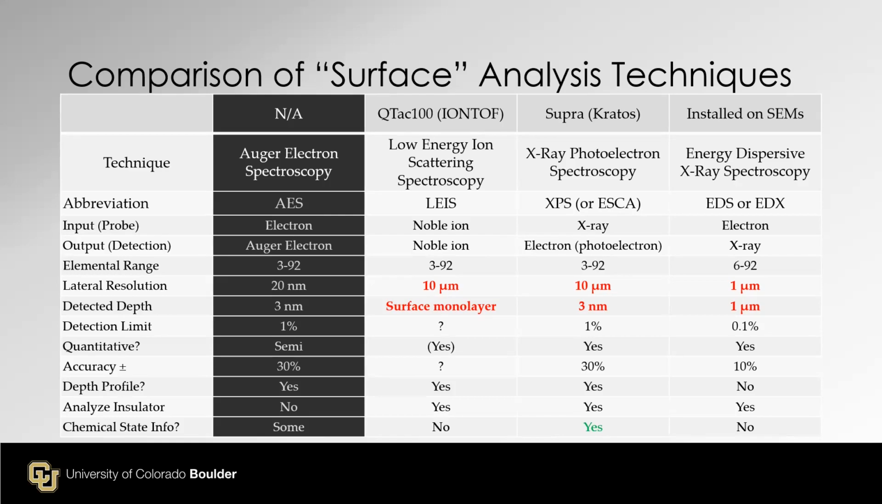Elemental range, lithium to heavier elements. Even though the sensitivity factor of lithium is pretty low, lithium can be detected nicely. Carbon, yes. So anything higher, it's great. The smallest spot size is about 10 micrometers, about the same as LEIS. Sampling depth is about a few nanometers up to 10, depending on the material system. Detection limit, maybe 1%, could be a little bit better.